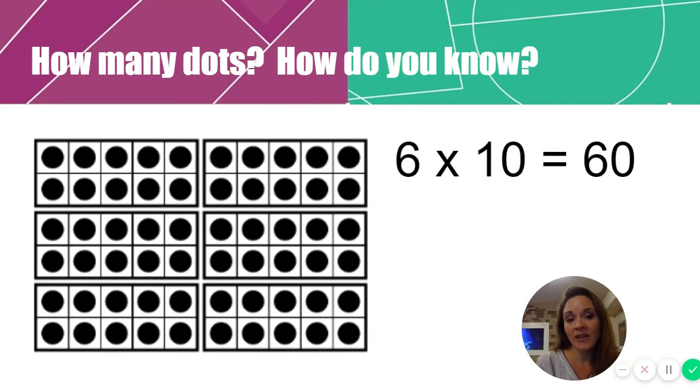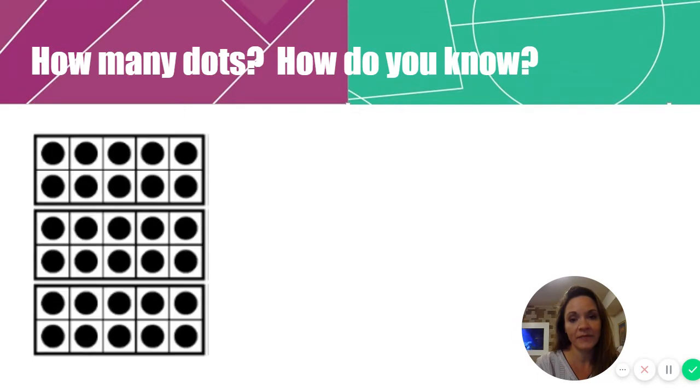There are a total of 60 dots. There are 6 10 frames that are all the way filled in. 6 times 10 equals 60, or 10 times 6 equals 60.